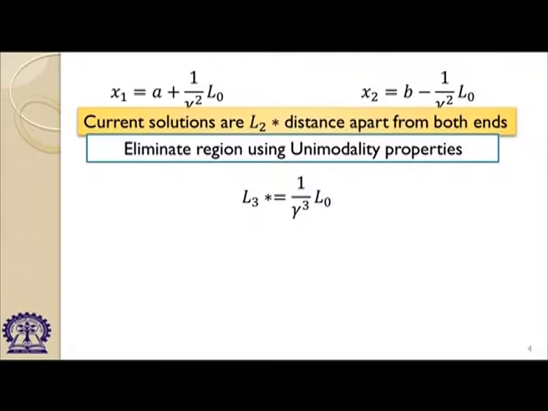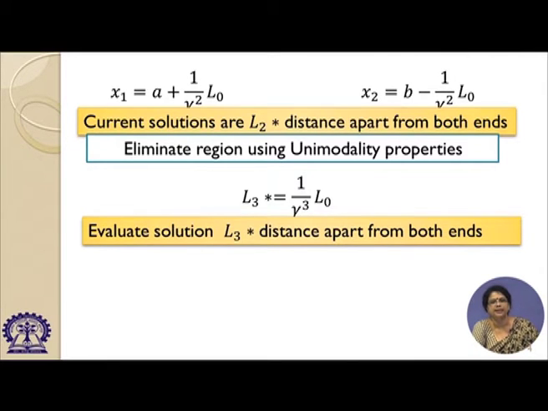What is the value for x3 star? That L3 star rather, what is the value for that? That is L naught divided by gamma cube. And again we will take 2 points that would be equal distant apart from the new interval of uncertainty. And what is that equal distance? That is L naught divided by gamma cube, that is L3 star. We will get again 2 points within the endpoints. Again we will use the unimodality property. Again we will just discard, eliminate a portion of the interval, and in this way we will proceed.